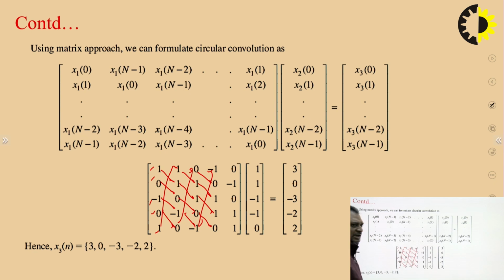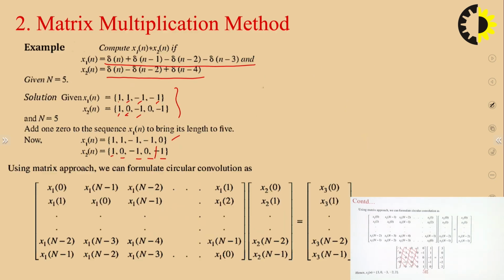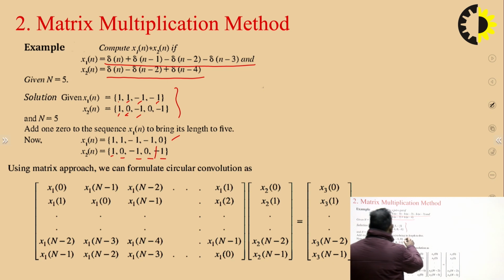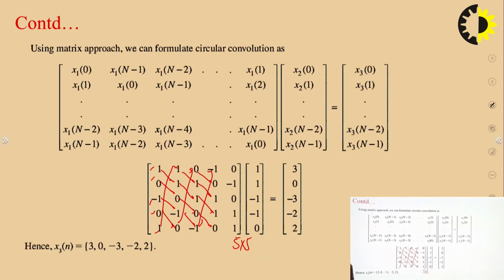That's why the sequence length is 5. So we have made a matrix of coefficients which is 5 cross 5, and we will multiply it with the other sequence. The other sequence is 1 1 minus 1 minus 1 0. This sequence we have taken, and we simply do the matrix multiplication here. After matrix multiplication we have 3 0 minus 3 minus 2 2. So these are the values obtained, and this is basically the result.